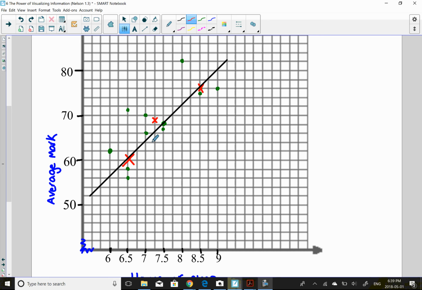Before I go on to the equation, let's use, nothing is exact. I can use this one. Of course, it's 8.75 and 78.